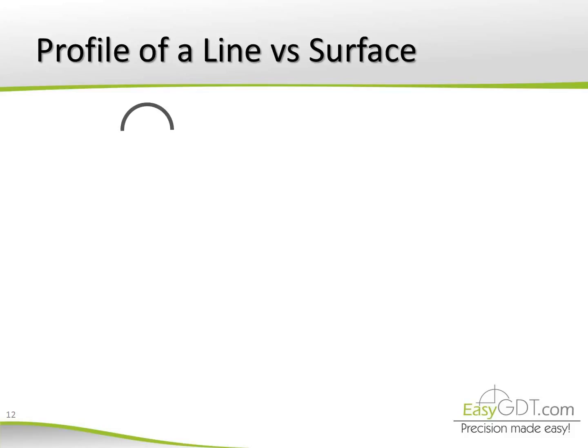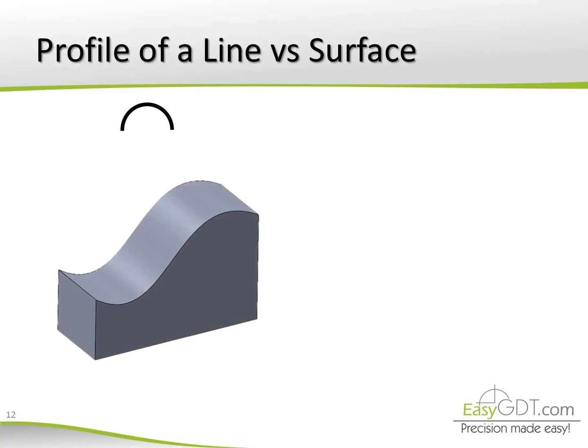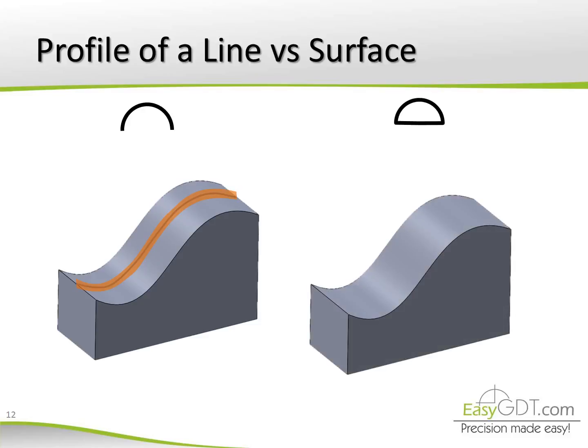Profile of a line versus surface. The tolerance zone established by the profile of a line tolerance is bidimensional, extending along the length of the considered feature. The tolerance zone by the profile of a surface tolerance is three-dimensional, extending along the length and width of the considered feature.